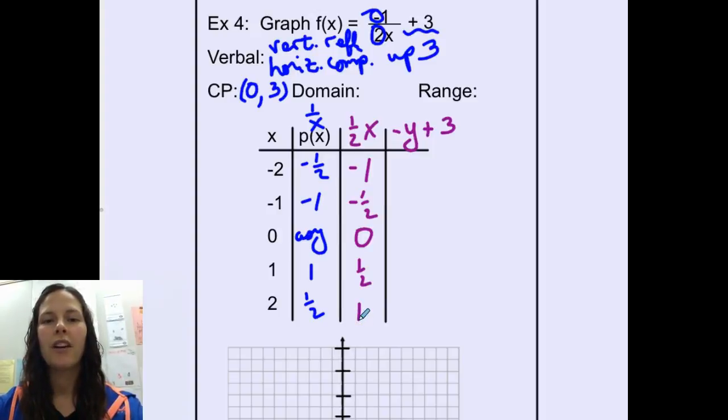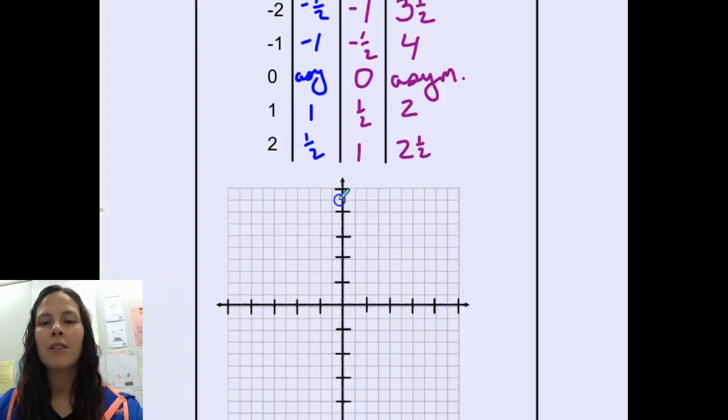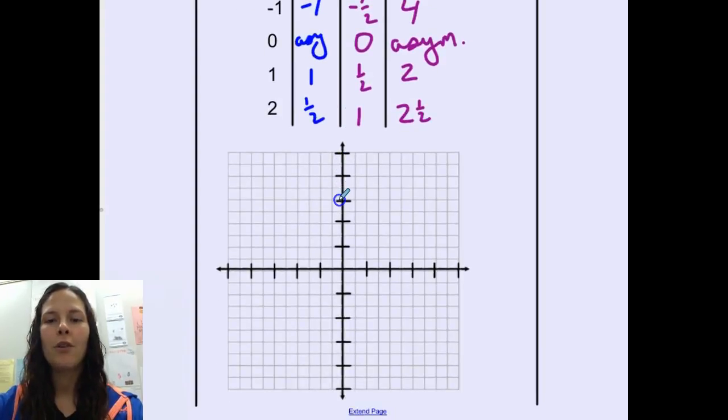And then taking those y values, order of operations, we'll multiply it by a negative, and then we'll add 3. So our -1/2 becomes +1/2 plus 3. -1 becomes +1 plus 3. We'll still have our asymptote along this line. 1 becomes negative plus 3. And finally, 1/2 becomes negative plus 3. Plotting those asymptotes to meet at my critical point 0, 3.